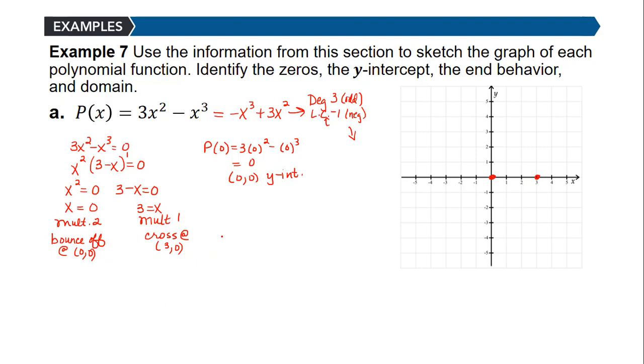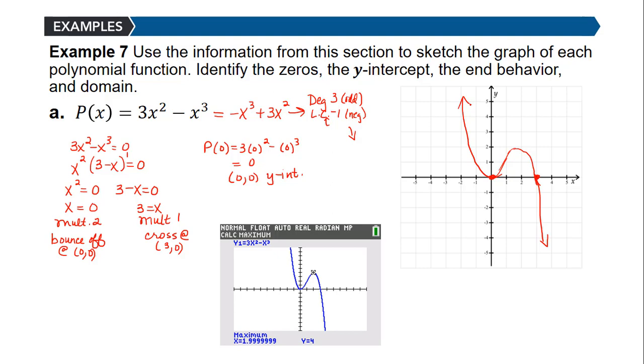So if I was just doing this as a rough sketch, I know that the end behavior, the graph will go up to the left, so that means it's going to be up to the left of 0, 0. And then I'm told that it's going to bounce off at 0, 0. So that means it's got to touch the 0, 0 and come back up. It's going to go up to some point, and then at some point, has to come back down because it's got to cross the x-axis at 3, 0. And then it's going to continue down because of the end behavior, which is down to the right.